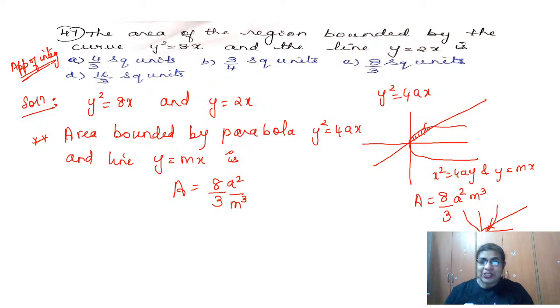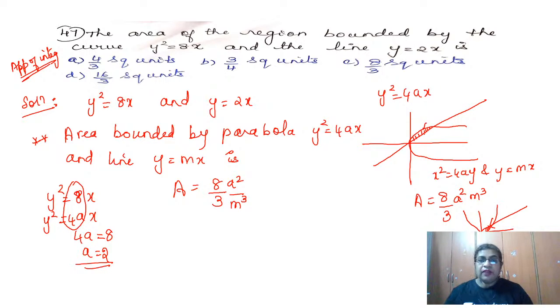Now we want a and m, which I should get from the parabola equation and the line equation. y square is equal to 8x is the given parabola. What is the standard form? y square is equal to 4ax. So that means 4a is equal to 8, so a is equal to 8 by 4, which is equal to 2. And we have the line y is equal to 2x. This is of the form y is equal to mx, so m is also equal to 2.